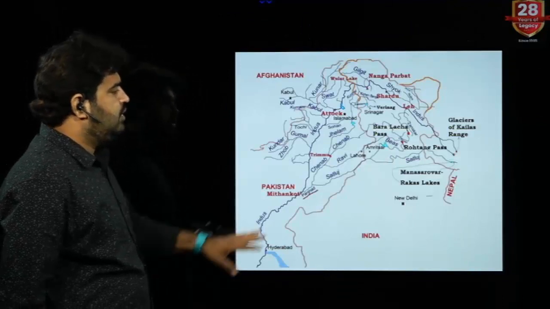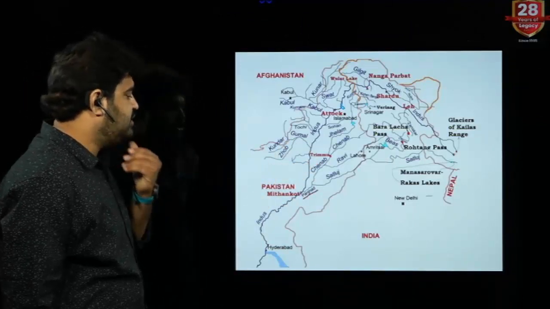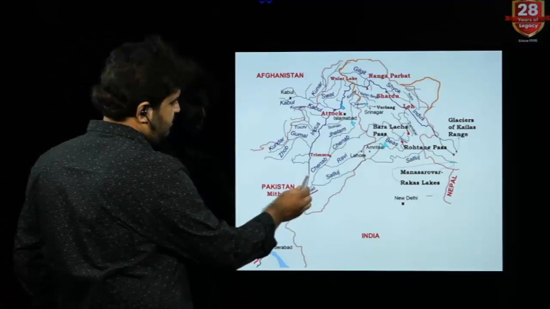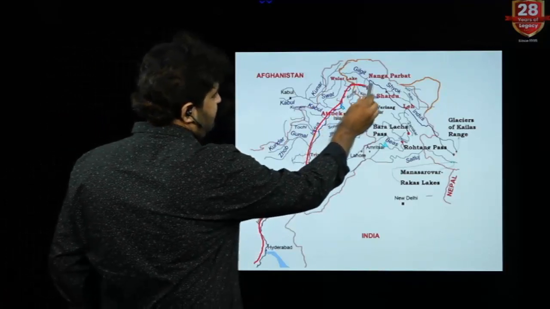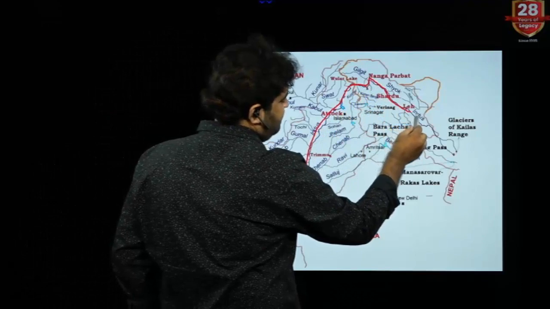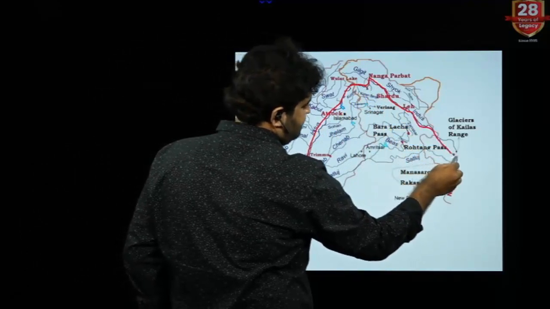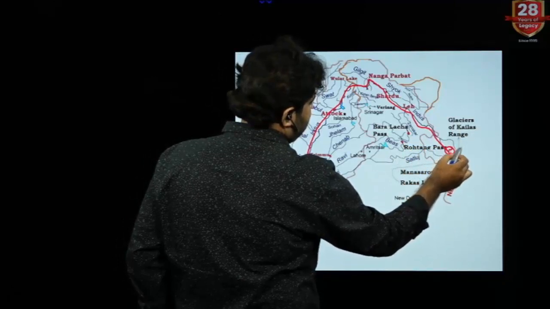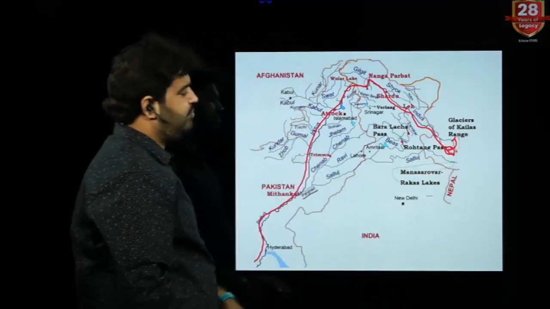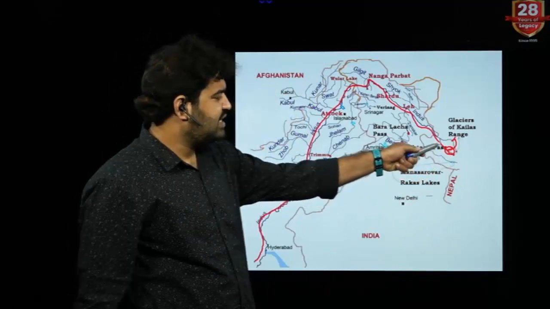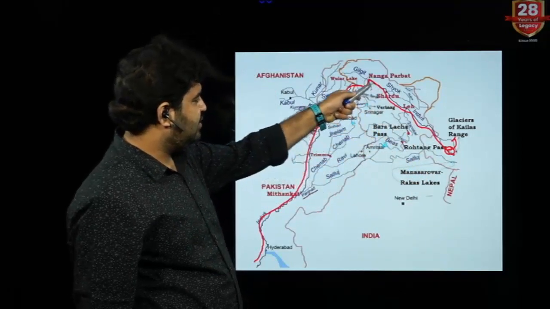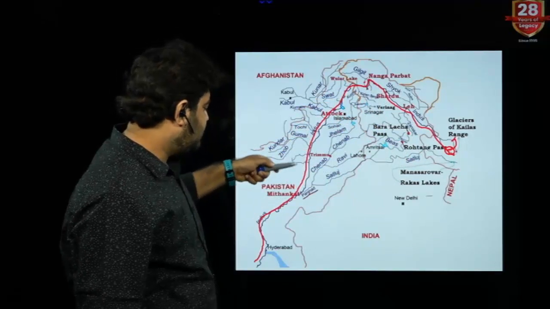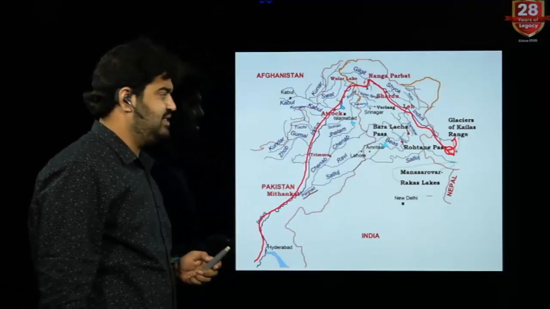Now let's understand the origin point of Indus river. See, this is Indus. So this is the origin point of the river Indus. This part, Kailash range. So the Indus river starts like this, and through Jammu and Kashmir, again it entered into Pakistan and near Karachi, this river joins in the Arabian Sea.